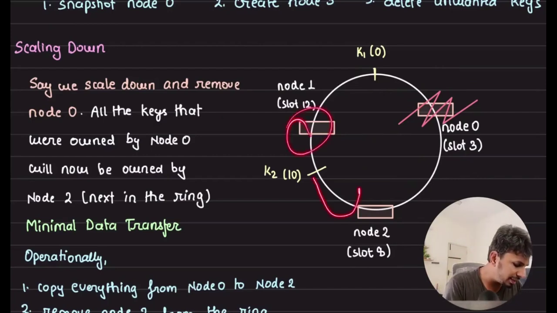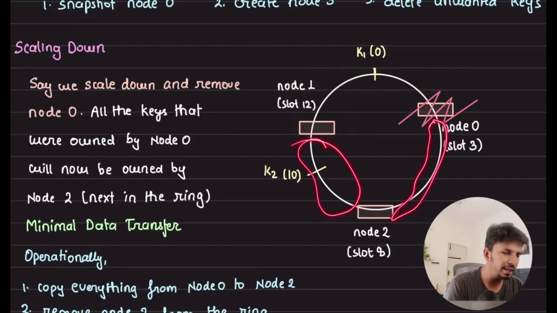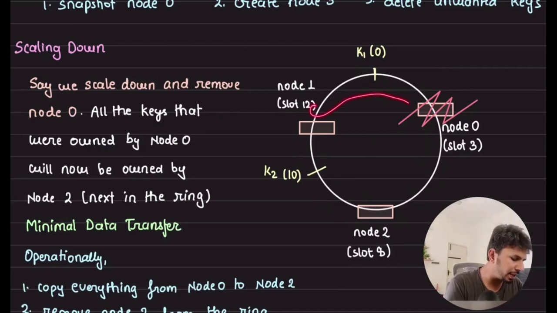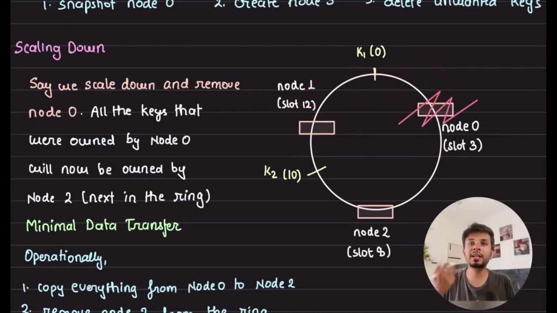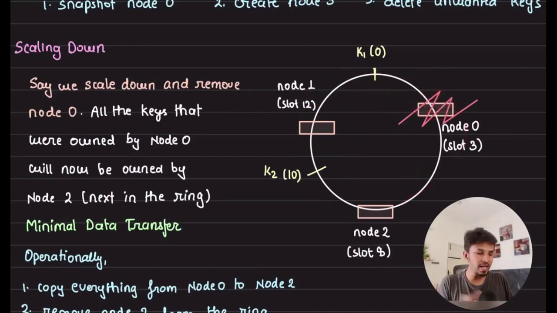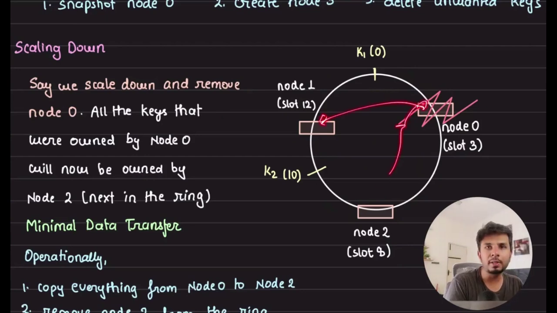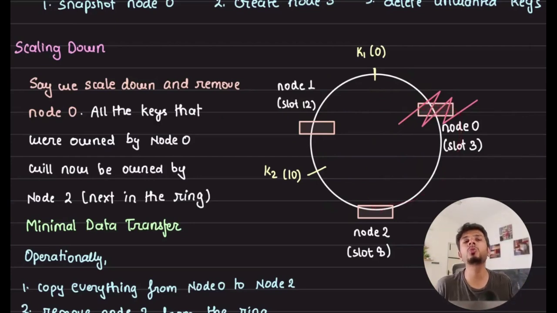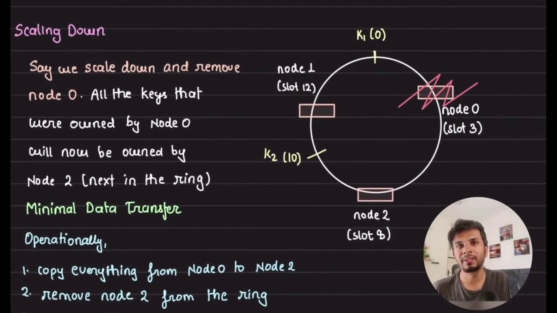Operationally, it's so simple. The keys that are hashed over here, and the keys that are hashed over here, are not even getting affected. The only keys that get affected are these ones. But you don't really have to know the keys because you are anyway copy pasting everything that you have on this node over here. It's not that some keys will go to this node, some keys will go to that node. You literally copy paste everything from here to here. Operationally, it is so simple. This is why consistent hashing is so popular.